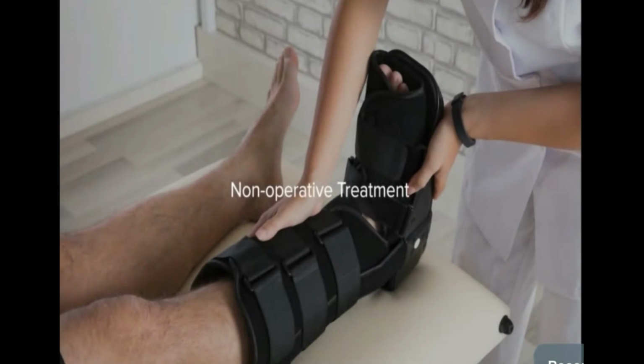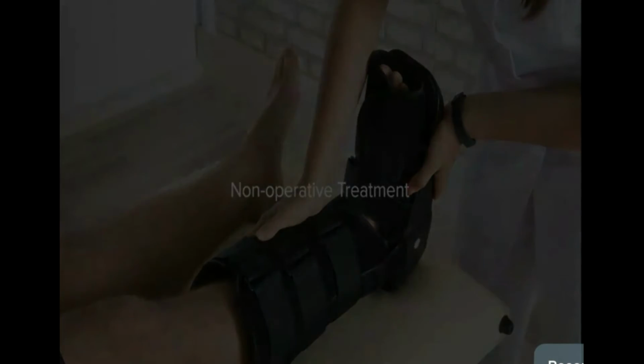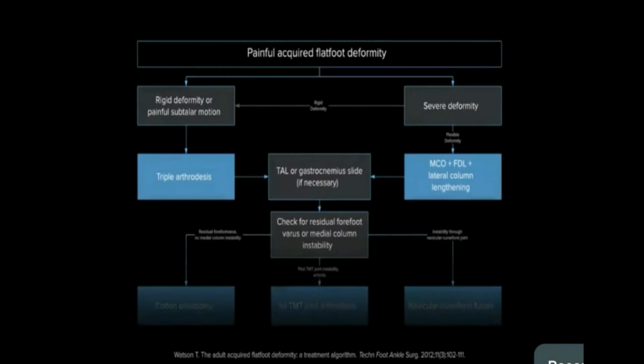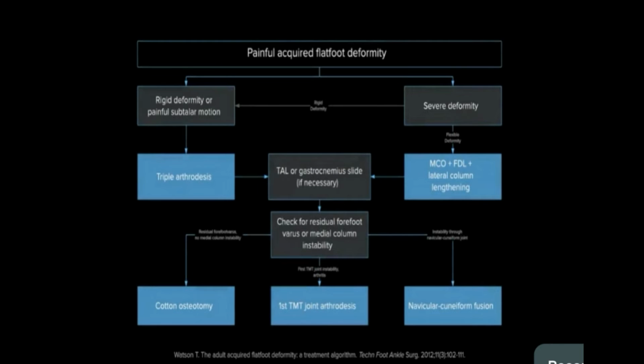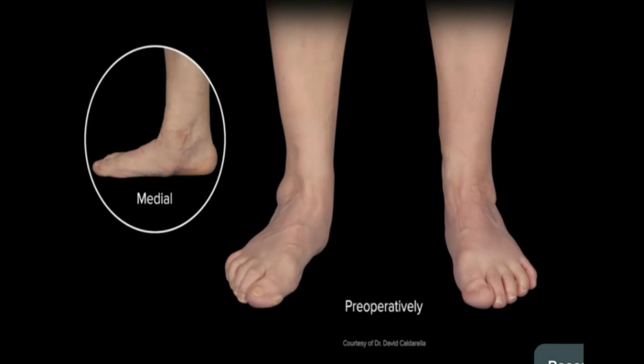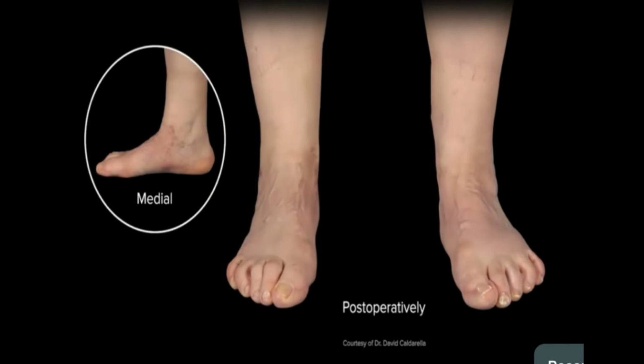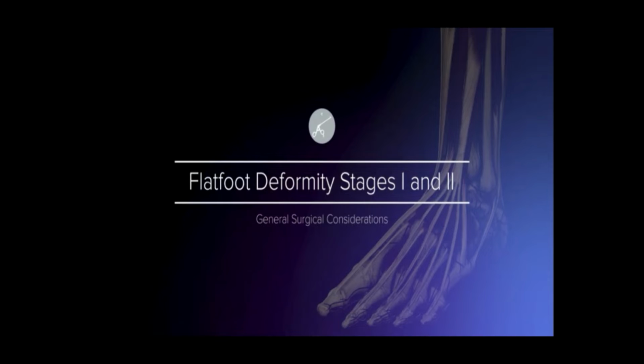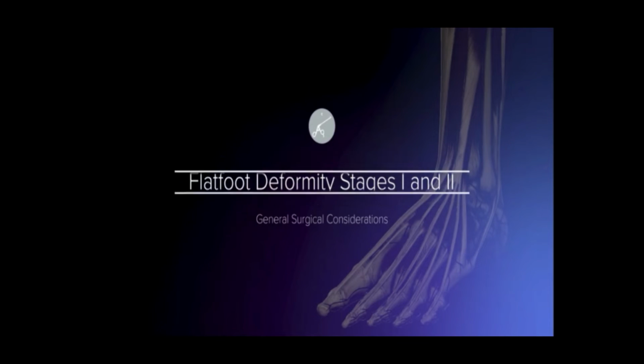Non-operative treatment in the late stages requires modified footwear and pain management. Failure of non-operative management may lead to operative treatment, where the surgeon will assess which procedures are needed to correct the deformity. Finally, the goals of surgical management are to restore a plantigrade foot that is stable and functional with minimal pain. Discussion on the general surgical considerations of adult acquired flat foot deformity in stages 1 and 2.